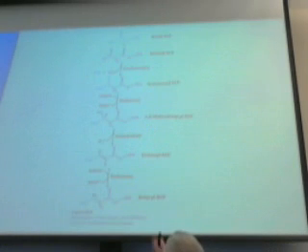This is the whole process. I'm going to write it out on the board now in some more detail. And so you can see the detailed reactions that are occurring here.